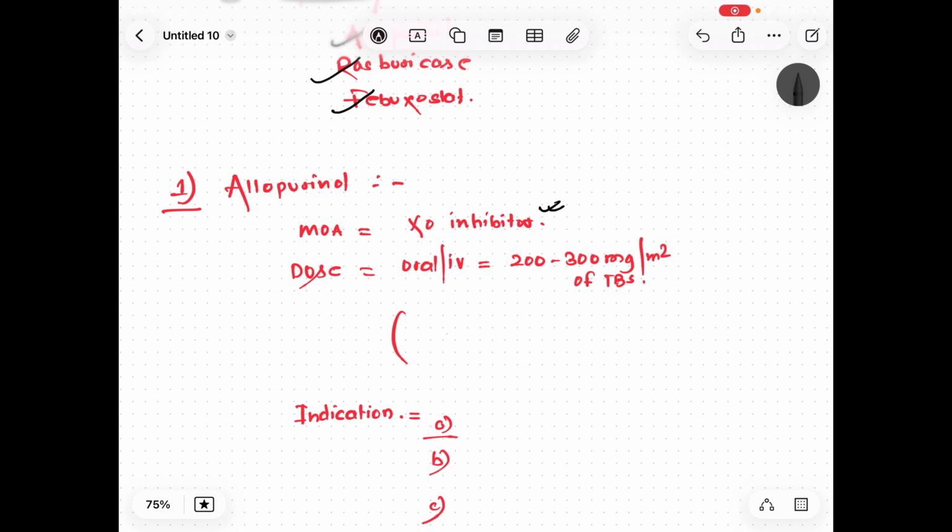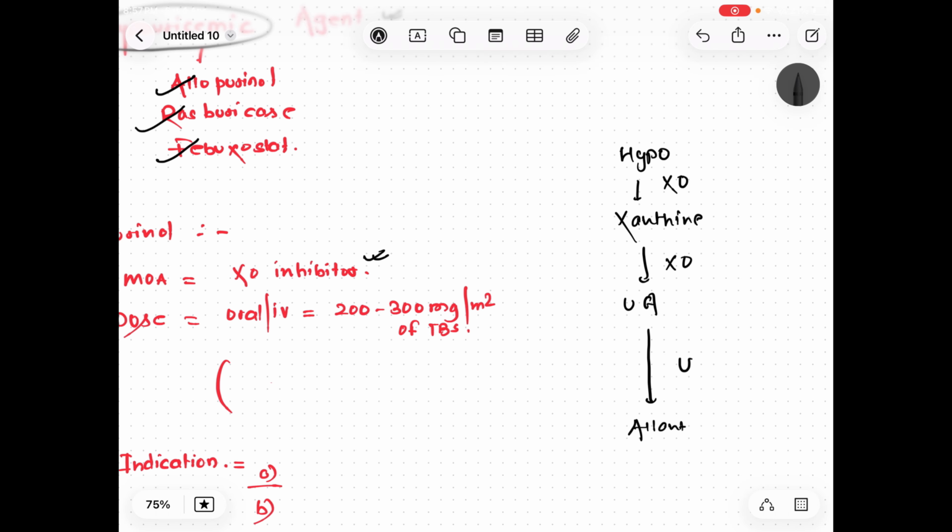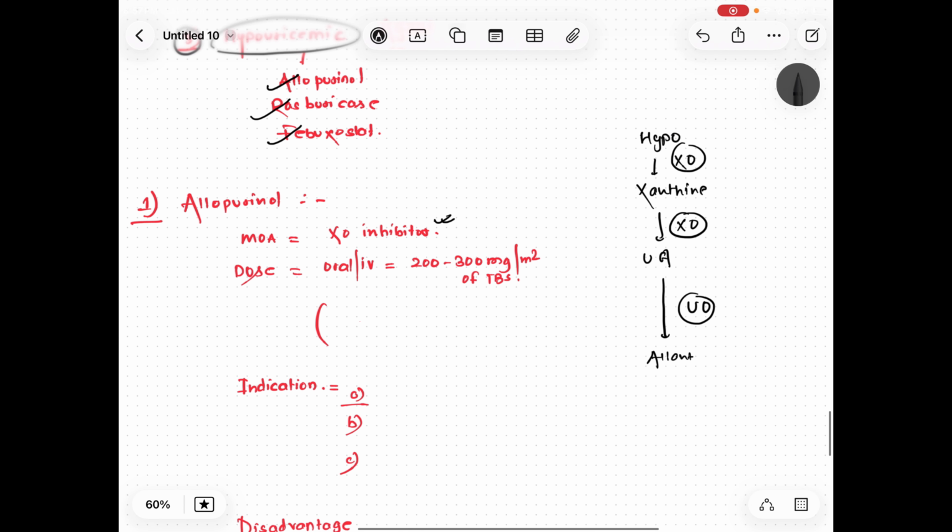We have already discussed the purine pathway. In the purine pathway, hypoxanthine is converted into xanthine. Xanthine gets converted into uric acid with the help of the enzyme xanthine oxidase, and this uric acid gets converted into allantoin with the help of the enzyme urate oxidase. So, coming to allopurinol, the mechanism of action is xanthine oxidase inhibition. How much dose can we give?